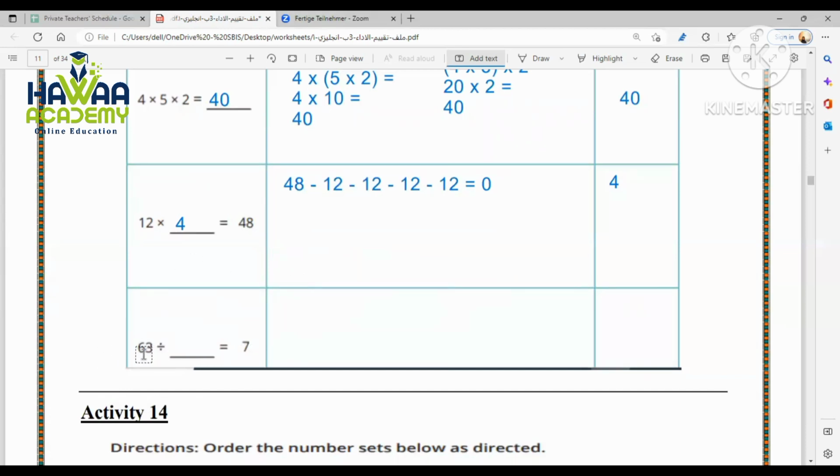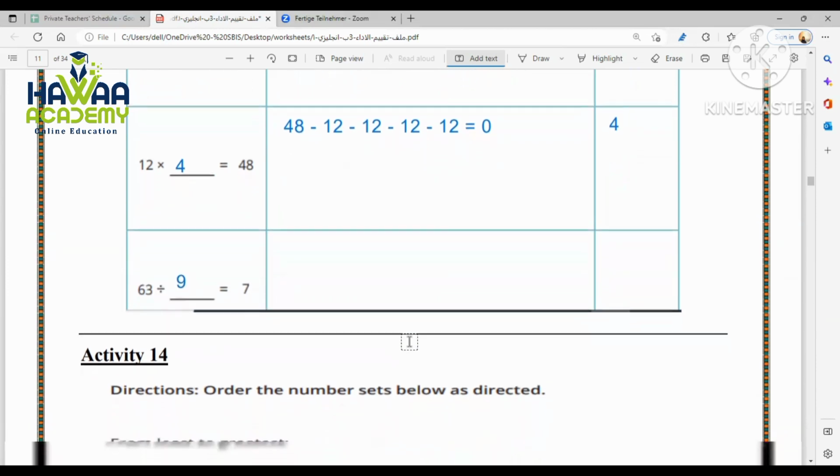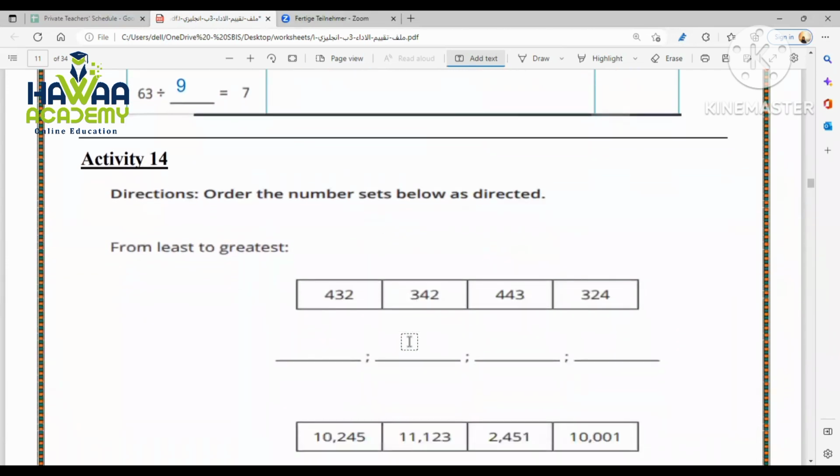Now I need to find out 63 divided by what will be 7. Okay, it's going to be a bit of a big question, but I can remember the multiplication table. It's just going to be 9, right? Use your mental math, you're going to find it out.